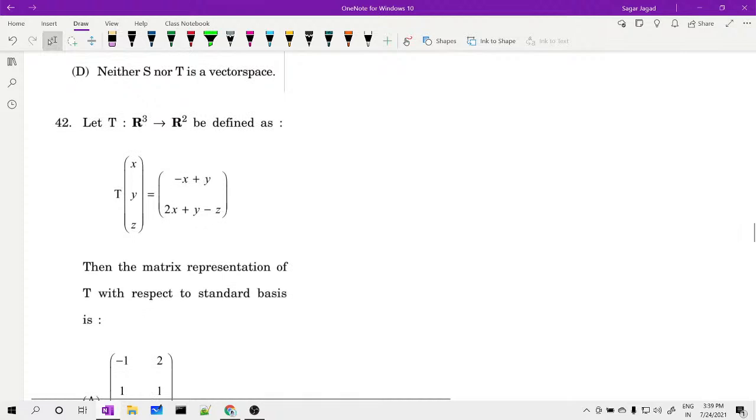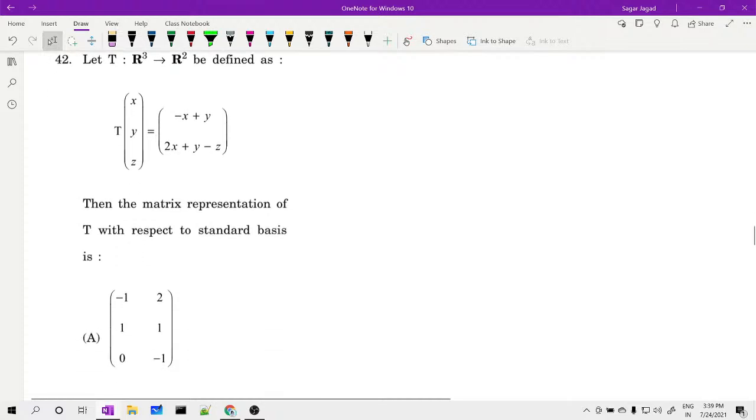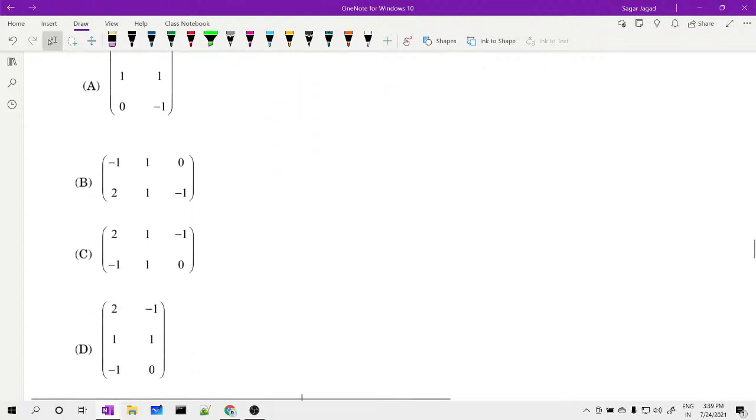Let's just go further. Let T from R3 to R2 be defined as T of XYZ like this. The matrix representation of T with respect to the standard basis is what? Wow, good question. What I will need is T of 1, 0, 0. If I observe it, it will be minus 1, 2. First of all, it will be of what dimension? It will be 2 cross 3, meaning 2 rows, 3 columns.